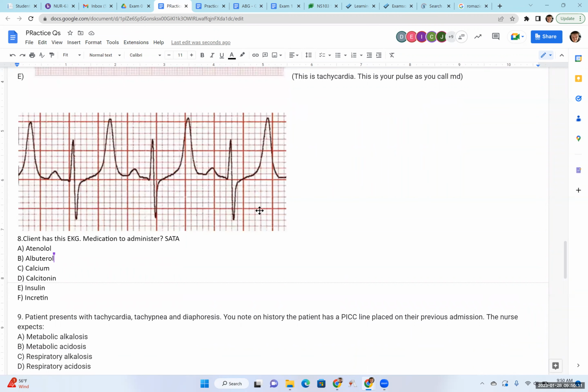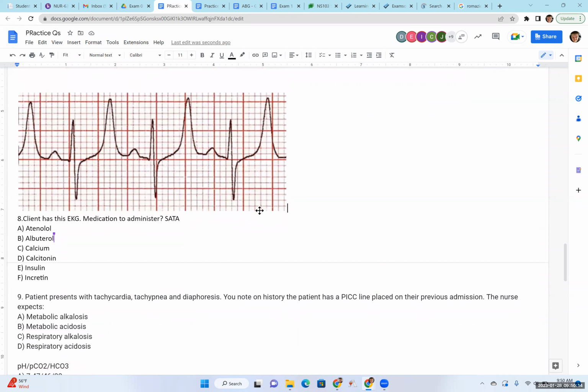Okay, so what causes hyperkalemia? Or rather, what medication to administer, sorry, it's asking how to fix it, right? So do you give atenolol? You thought this was a beta agonist. It is a beta blocker, right? OL are agonists and LOL are blockers, right?